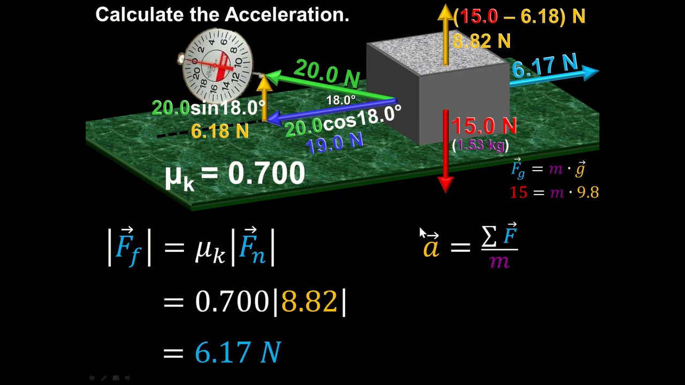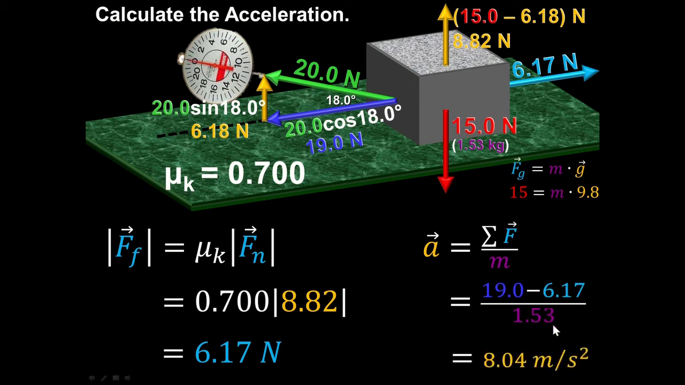Now we're ready to go back and use Newton's second law here, that we've got 19 newtons pulling to the left. We got 6.17 newtons holding it back of friction. That's the sum of the forces that was applied to this mass. It's going to accelerate at 8.04 meters per second squared.